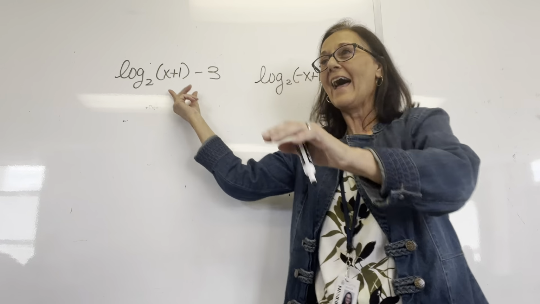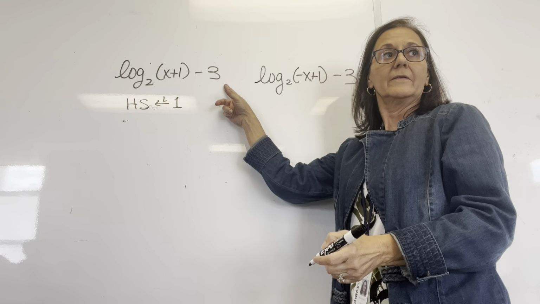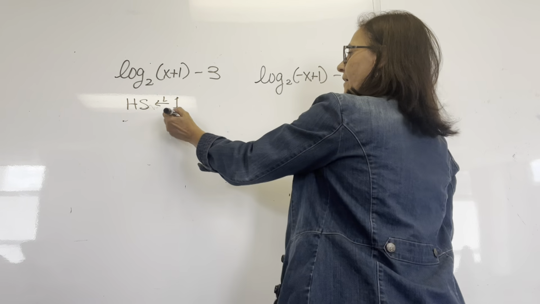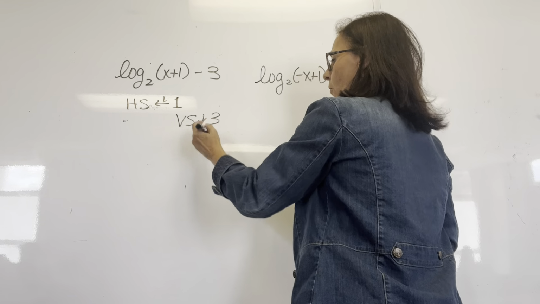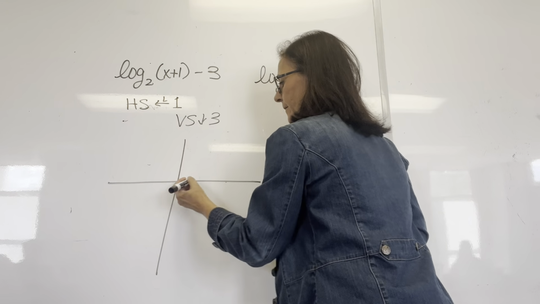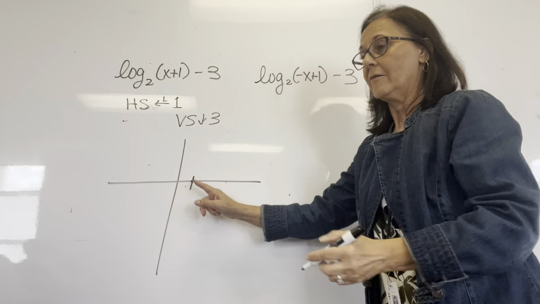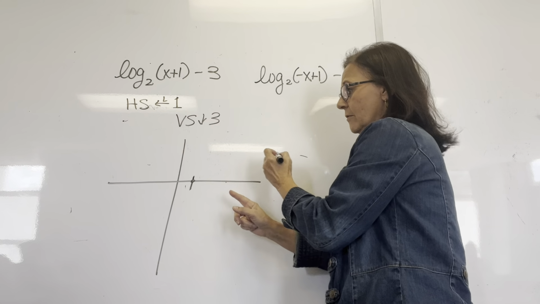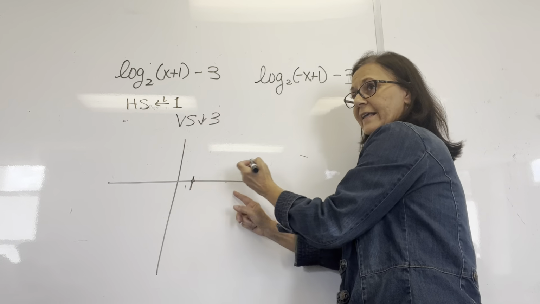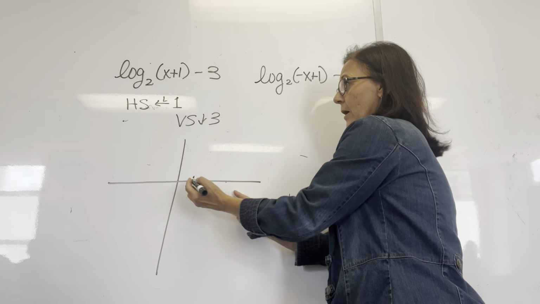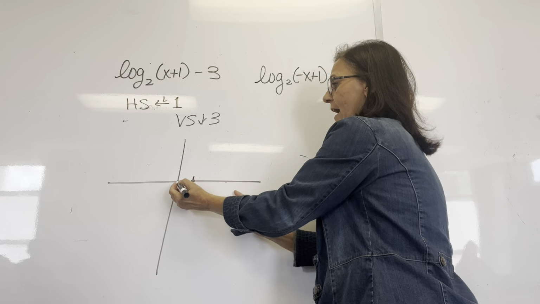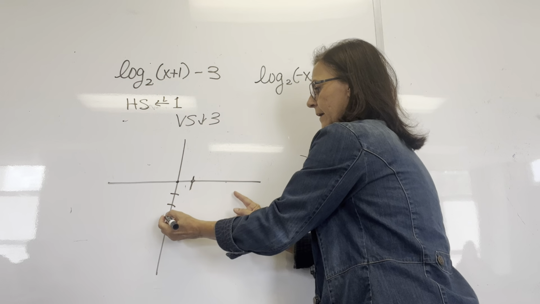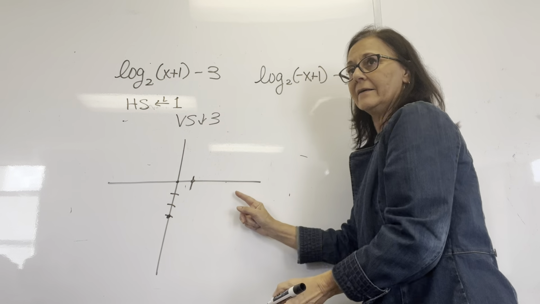And what is this negative 3? A vertical shift down 3. Remember how the equation was graphed like this? Everybody look. We're shifting this left by 1 and down by 3.